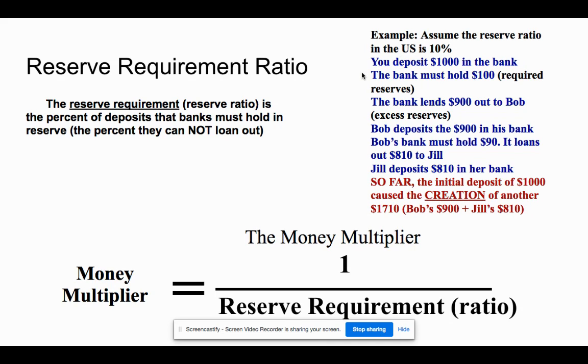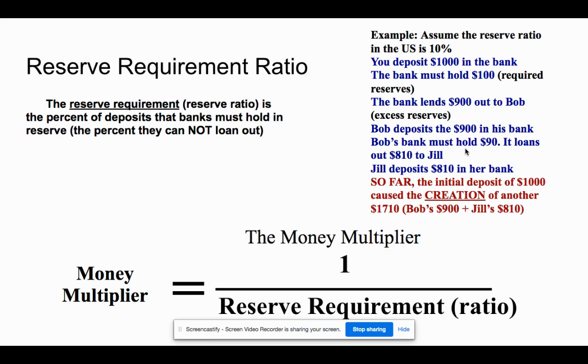I've deposited $1,000 in the bank. The bank must hold on to 10% of that, which is $100. That means that they have excess reserves of $900. They decide to loan that out to Bob. Bob is going to either spend that or put that in his own bank account. So that $900 is going to end up back in a bank account one way or another, at least some of it.